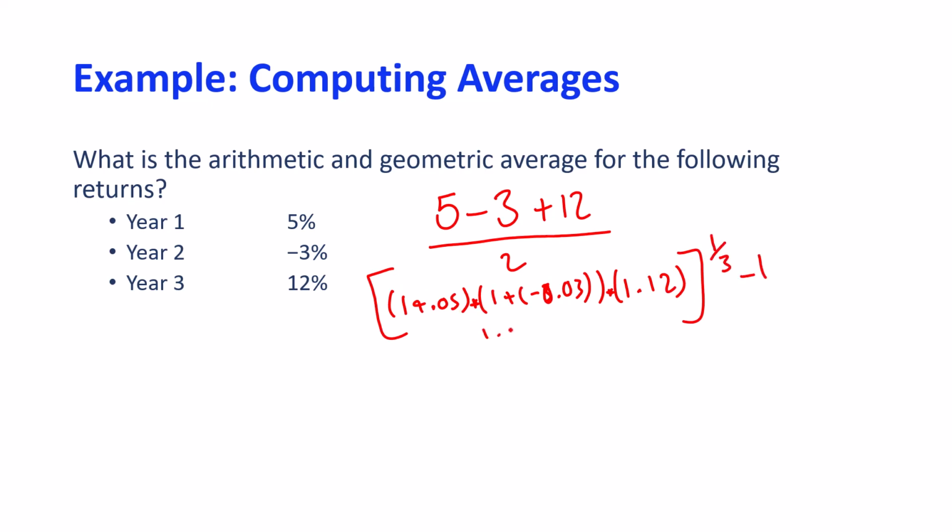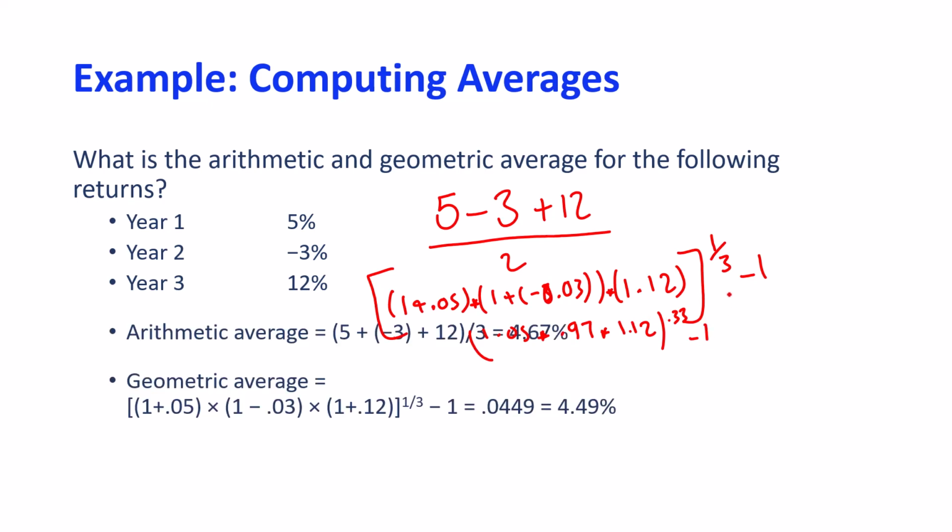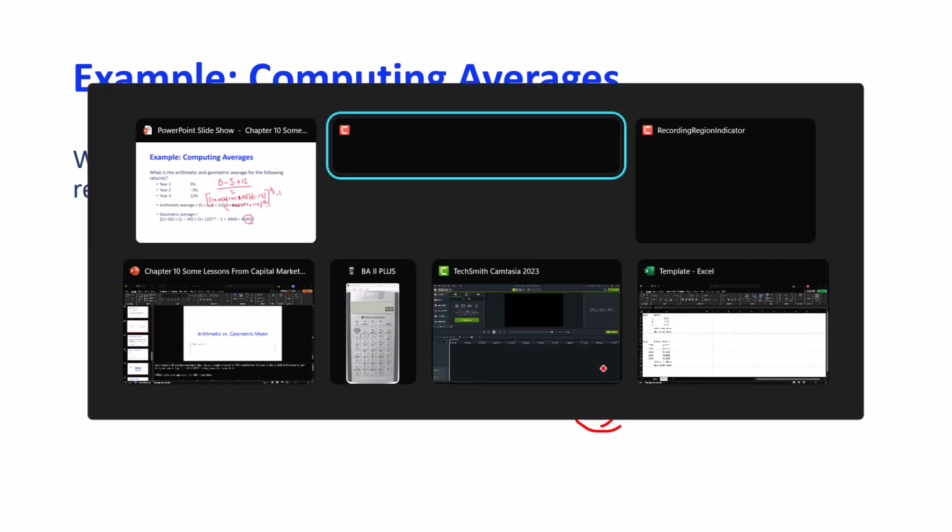So it would be 1.05 times 0.97 times 1.112 raised to the power of 0.33, minus 1. So you should be getting 4.49%. Let's see this in the calculator.